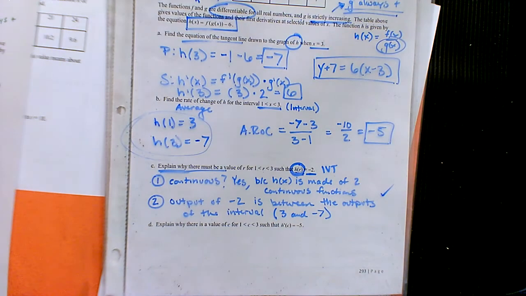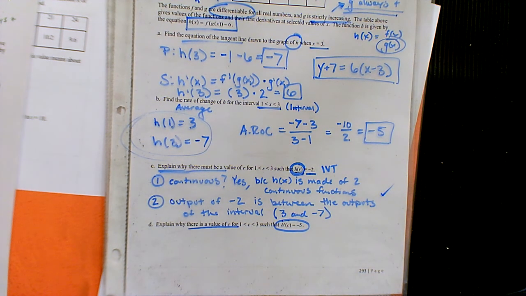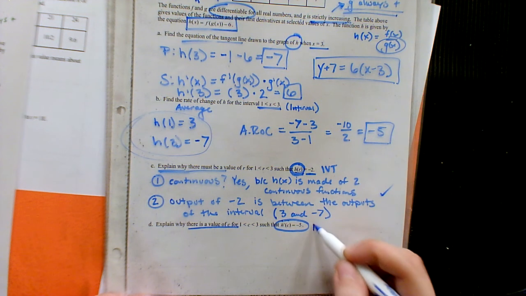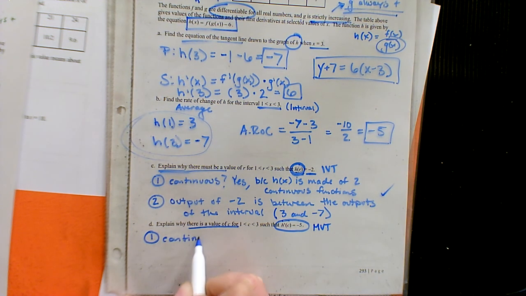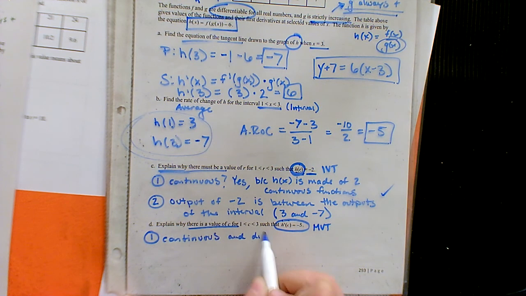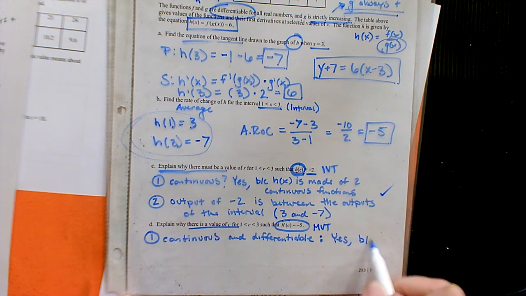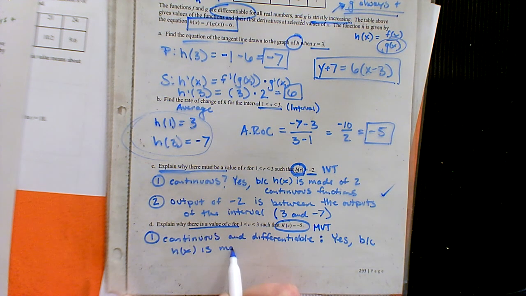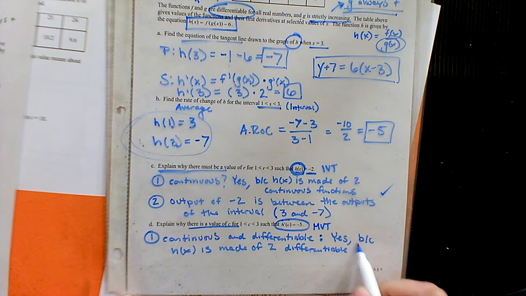If you look at D, it's kind of similar. Explain why there is a value on the same interval, but this time it's asking us about the derivative, and specifically it equals negative 5. So can we think about the theorem that this one's kind of cluing us into? Yeah? Mean value theorem. Okay, so conditions for mean value theorem. Continuous and differentiable. Okay, we can say yes, because h of x is made of two differentiable functions.